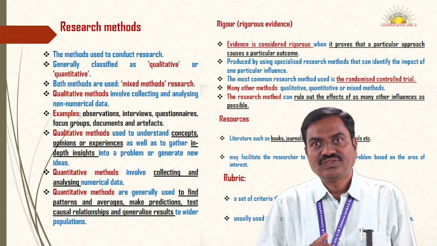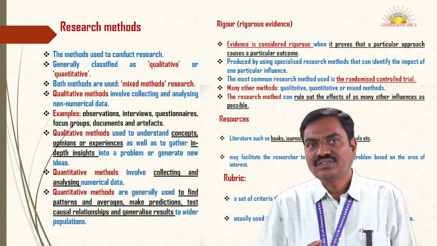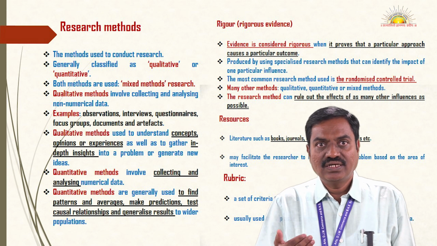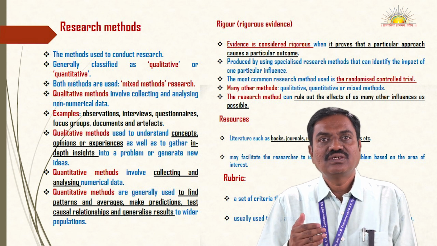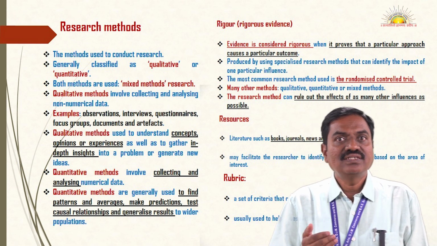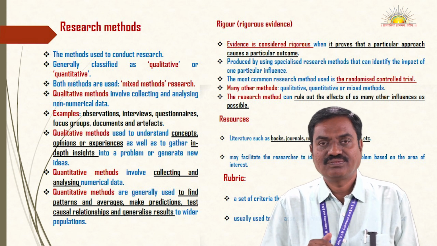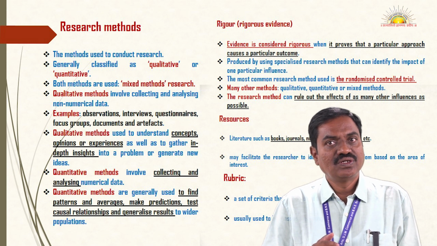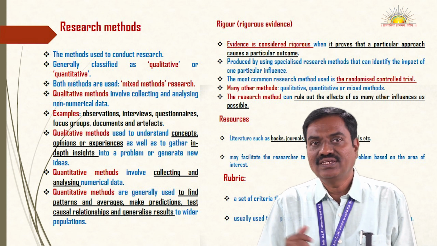Literature such as books, journals, news articles, periodicals, etc. may facilitate the researcher to identify a relevant problem based on the area of interest. That is what resources are. The next term is rubric. A rubric is a set of criteria that can be used to make consistent judgments. In educational settings, a rubric is usually used to help assess learning or development in a particular area.